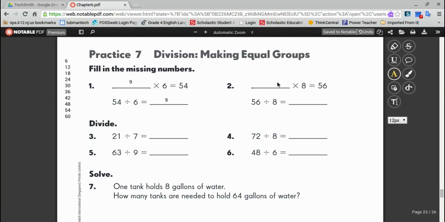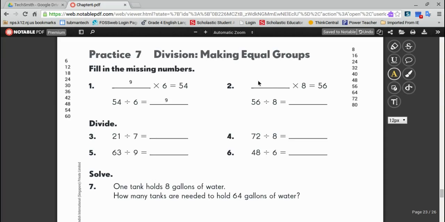Same thing over here. Some number times 8 equals 56. So I want my 8 multiples. 8, 16, 24, 32, 40, 48, 56, 64, 72, and 80. And again, if you have a hard time doing this, draw 8 circles and write down your 8 multiples.